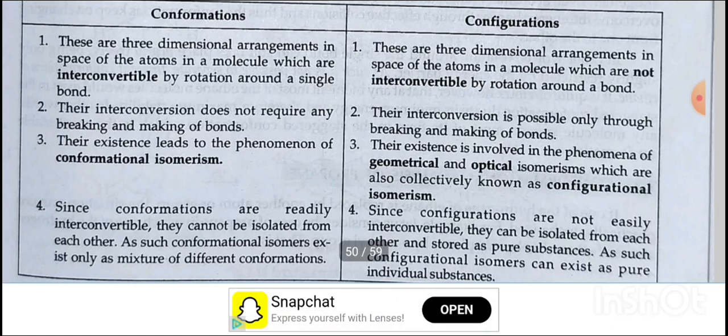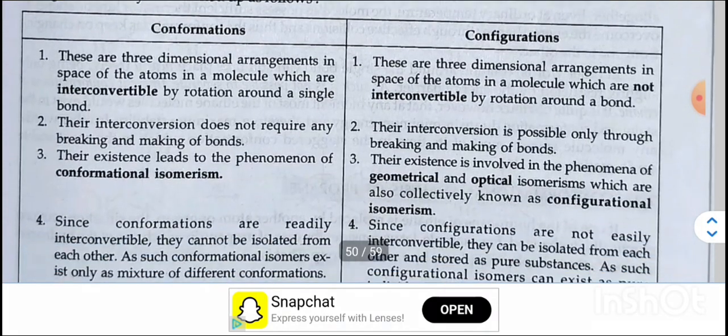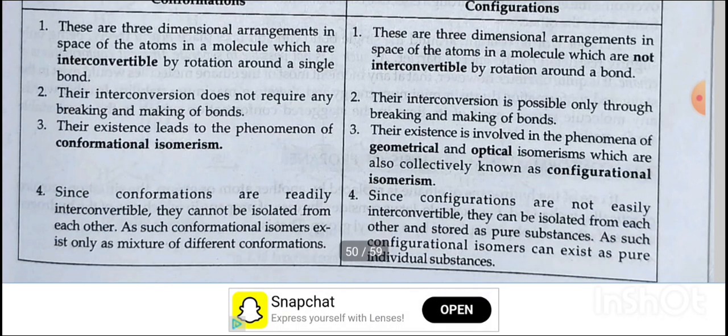Conformations and configurations may differ. Conformations are three-dimensional arrangements in space of atoms in a molecule which are interconvertible by simple rotation about a single bond. Configurational isomers are 3D arrangements in space of atoms in a molecule which are not interconvertible by rotating about a bond.